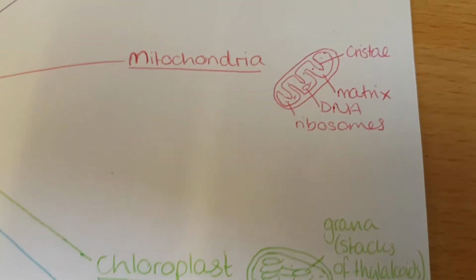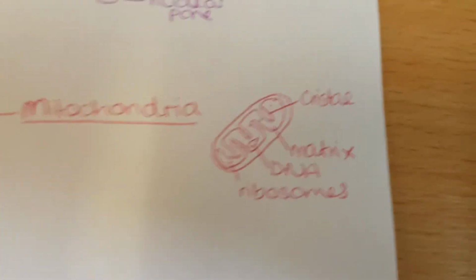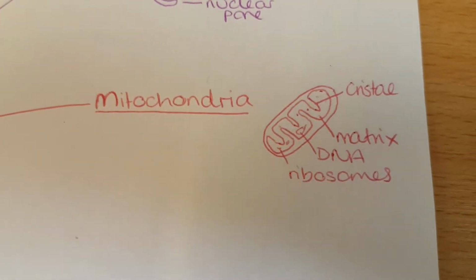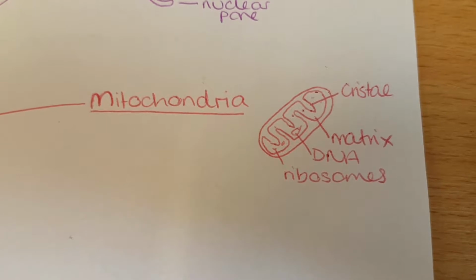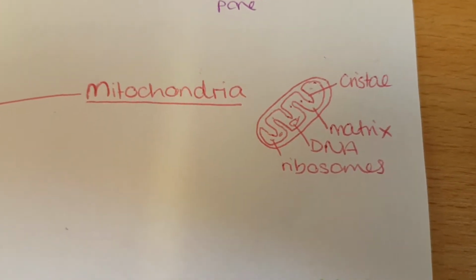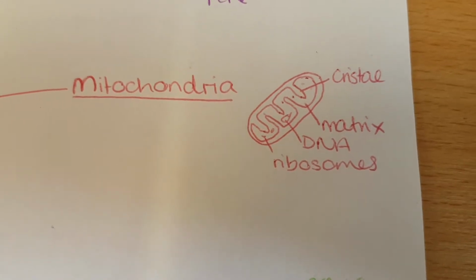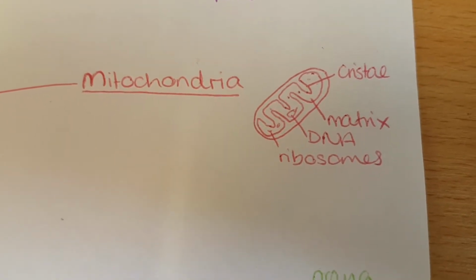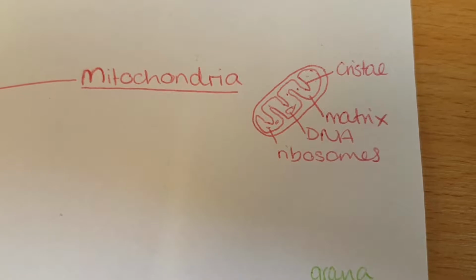Next is a mitochondria. So these are the powerhouse of the cell in plants and animals. Mitochondria, I could do a whole other video on them. They're really quite complicated. It's where aerobic respiration happens. You cannot just say respiration. To get marks, you have to say aerobic respiration that uses oxygen.